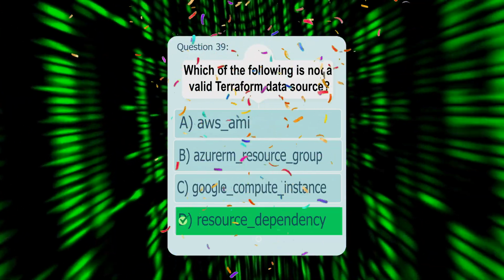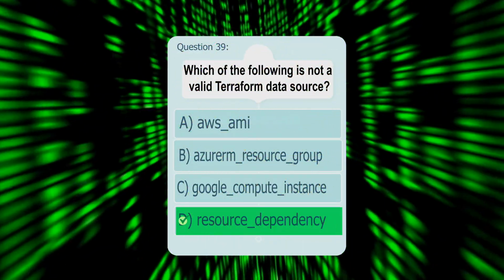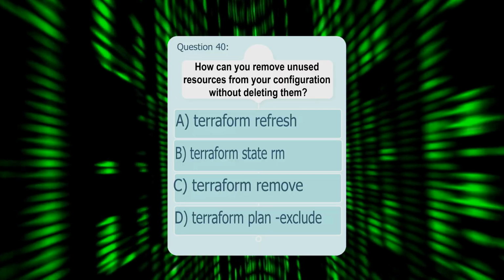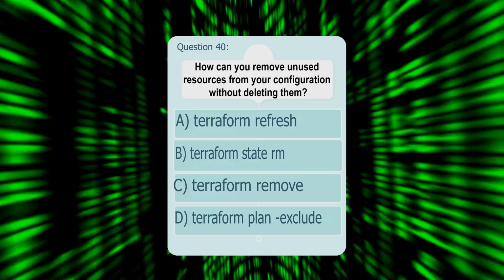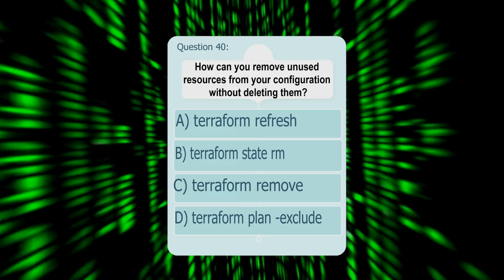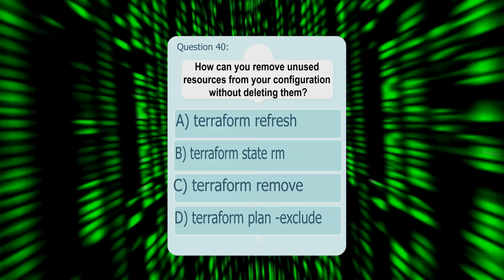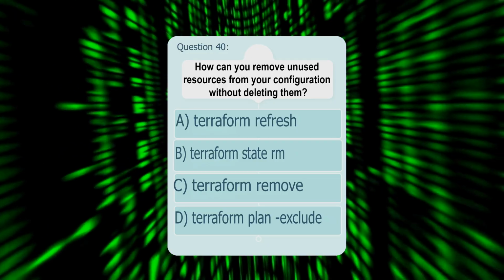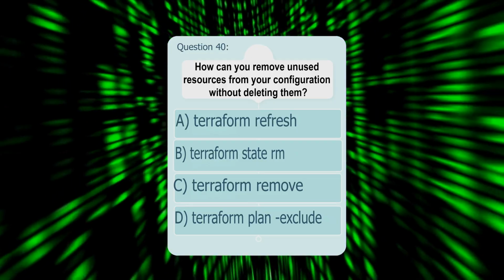Answer. D. resource_dependency. Question 40. How can you remove unused resources from your configuration without deleting them? A. Terraform refresh. B. Terraform state rm. C. Terraform remove. D. Terraform plan exclude.